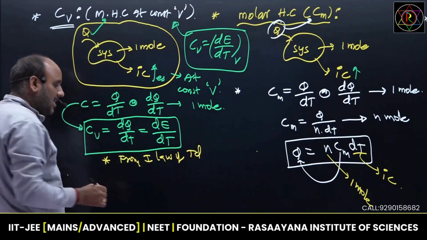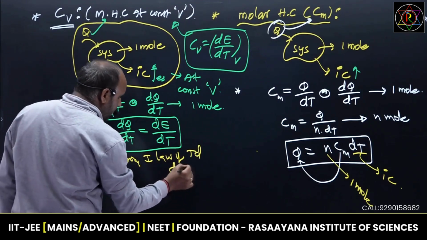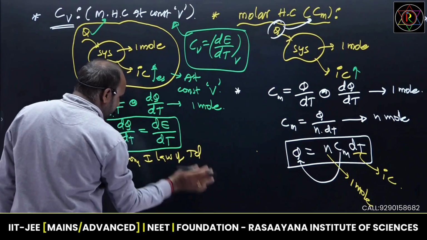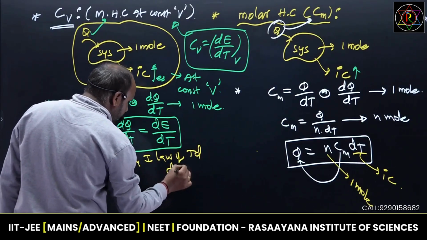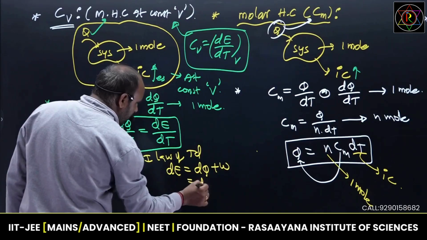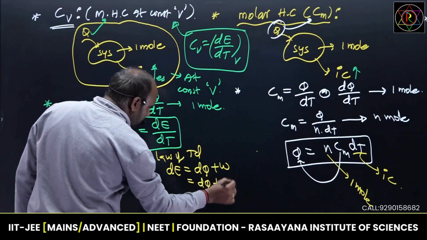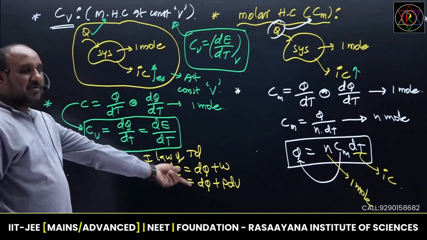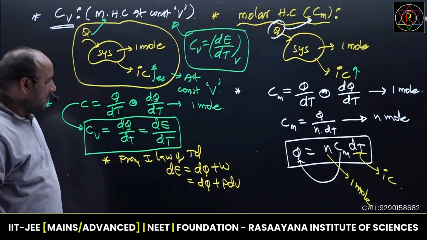What is meant by the first law of thermodynamics? Simply, dQ is equal to dE plus PdV. That is, dE is equal to dQ plus W, where the work W is PdV. What W is, we will discuss. It is just pressure into change of volume.